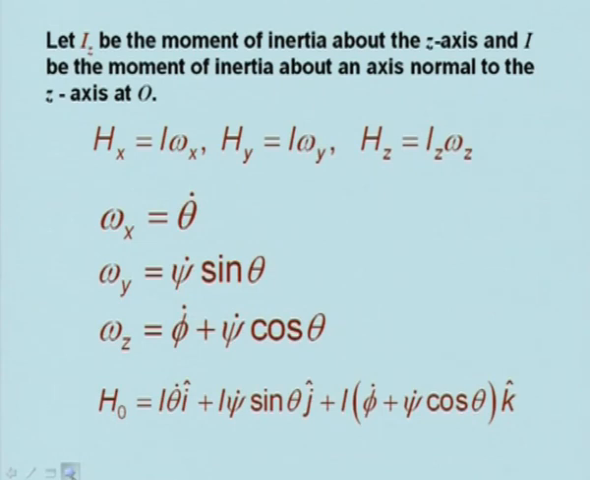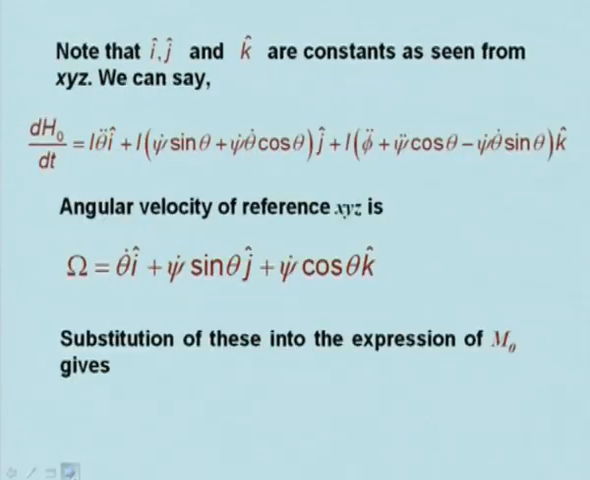Let Iz be the moment of inertia about the z axis and I be the moment of inertia about an axis normal to the z axis at O. Then you will be getting Hx is equal to I omega x, Hy is equal to I omega y, Hz is equal to Iz omega z, and omega x will come out to be theta dot, omega y will come out to be psi dot sin theta, and omega z will be phi dot plus psi dot cos theta, and therefore H0 will be I theta dot i plus I psi dot sin theta j plus Iz phi dot plus psi dot cos theta k.